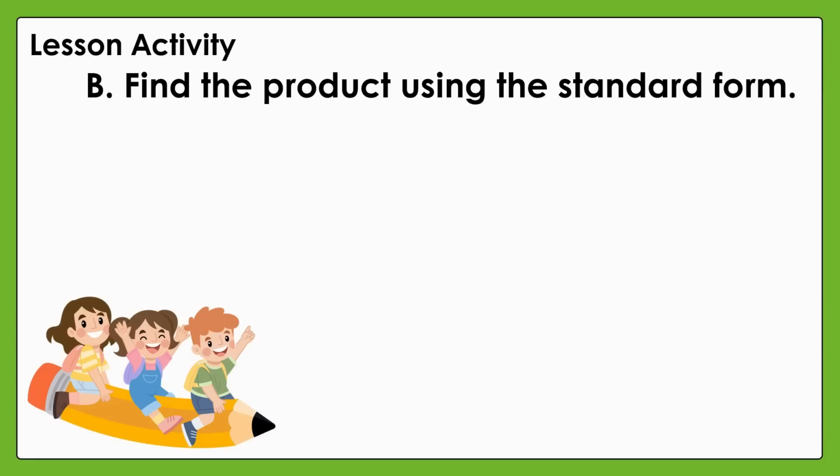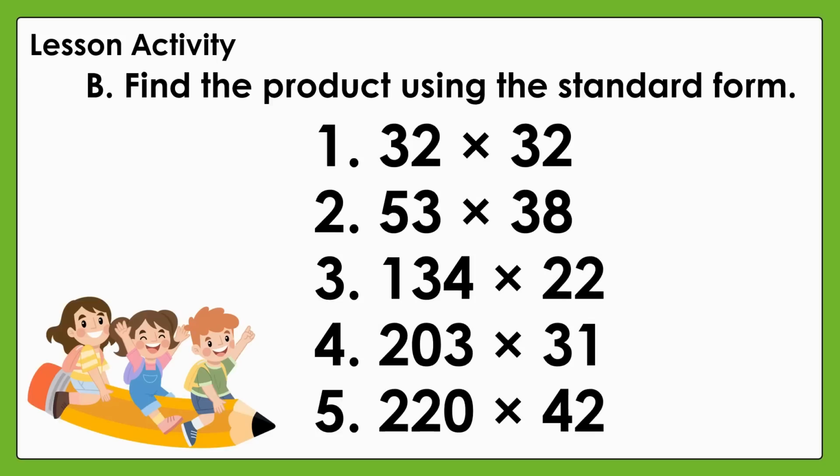For our lesson activity, find the product using the standard form. Number 1, 32 times 32. Number 2, 53 times 38. Number 3, 134 times 22. Number 4, 203 times 31. And number 5, 220 times 42.